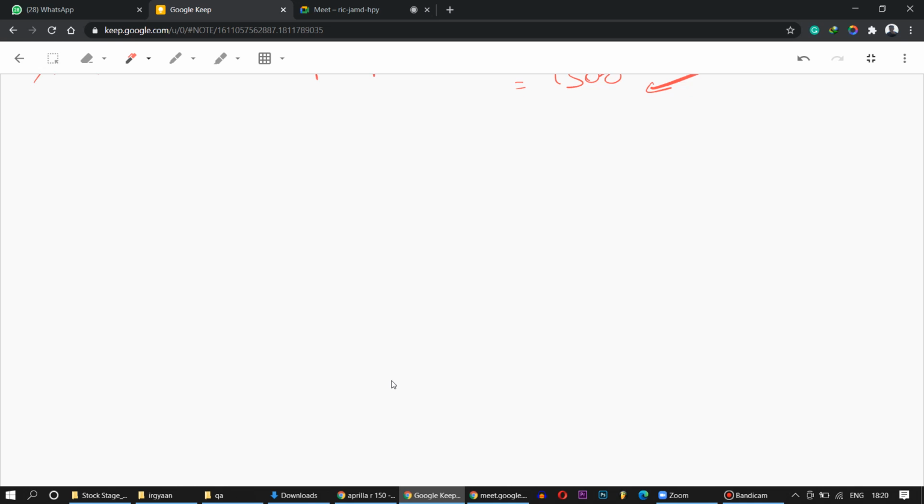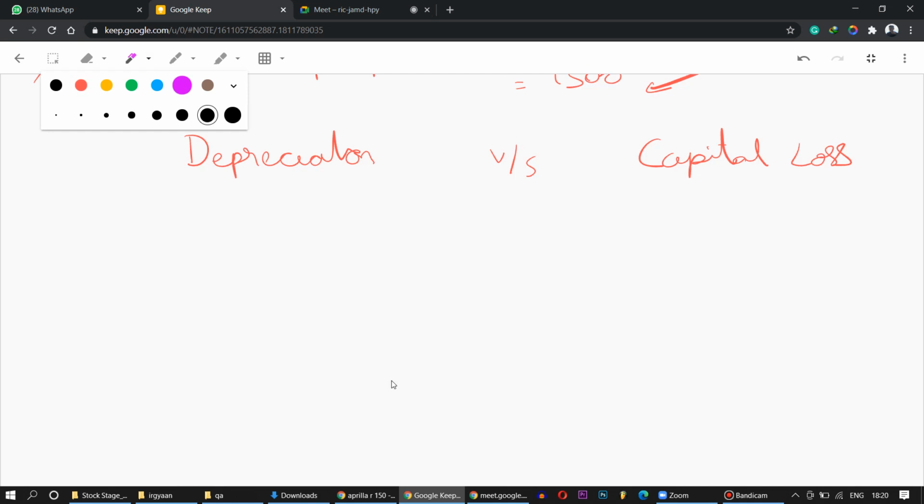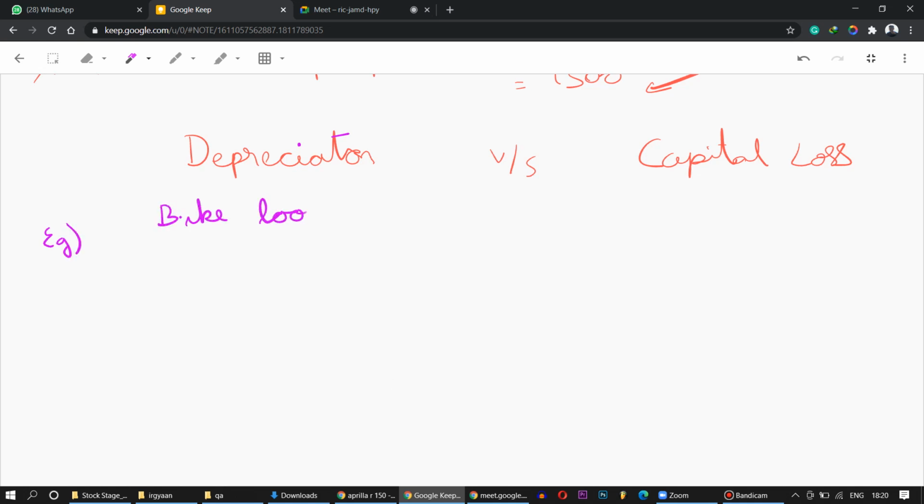After this, we have one very basic thing, the simplest thing, and I saved it for the last. Accountancy students won't have any doubt with this. We have depreciation. We have depreciation versus capital loss. Chances of coming in 1 mark, very low, but still, know it for the sake of it. Depreciation versus capital loss. Now, to give a very nice example, depreciation is when your bike loses value.